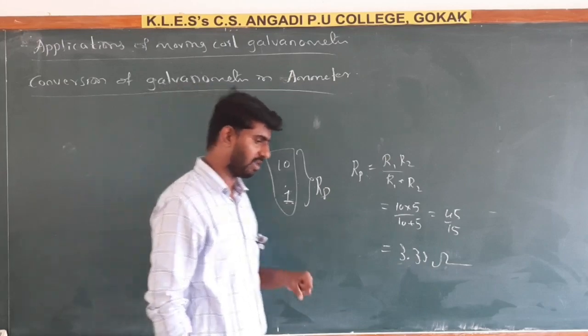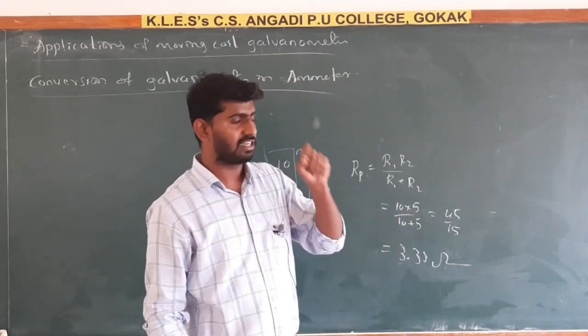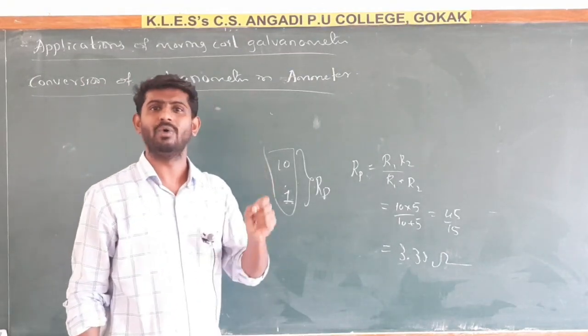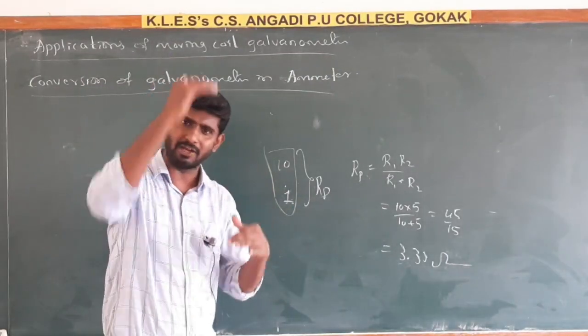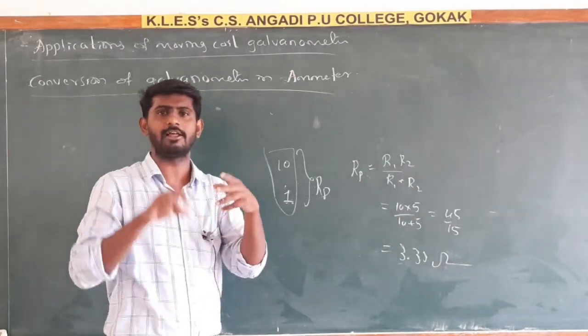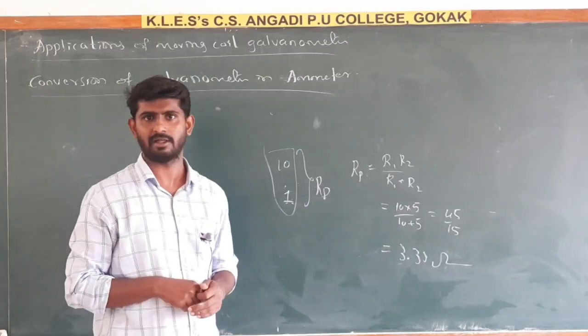So you should know the general concept. The resultant of the resistors in a parallel combination is lesser than the lowest among the given values. The total result of our parallel combination will be lesser than the lowest value.